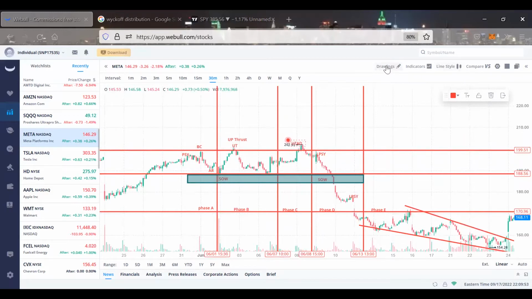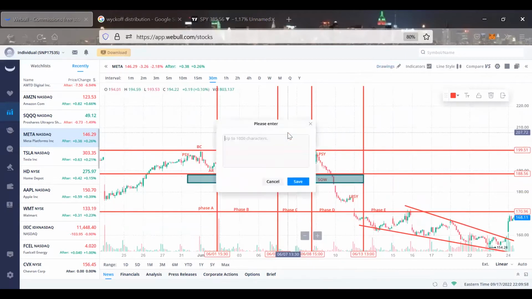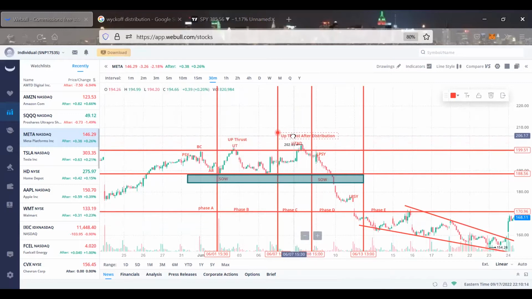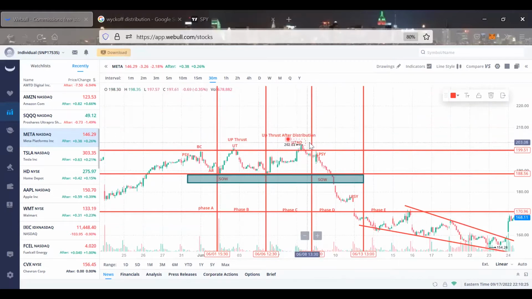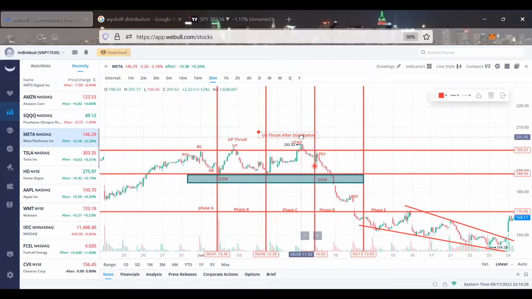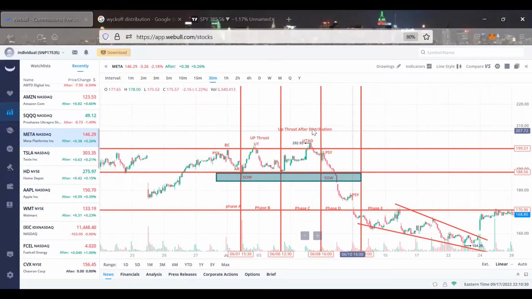What is UTAD? This is the upthrust after distribution, right? Upthrust after distribution. There it is, you guys. So it's not fitting properly, but that is what that is, right? We can move that if we want. Cool. UTAD, upthrust after distribution, right? I don't want to block up the other stuff, but okay, making it work here.